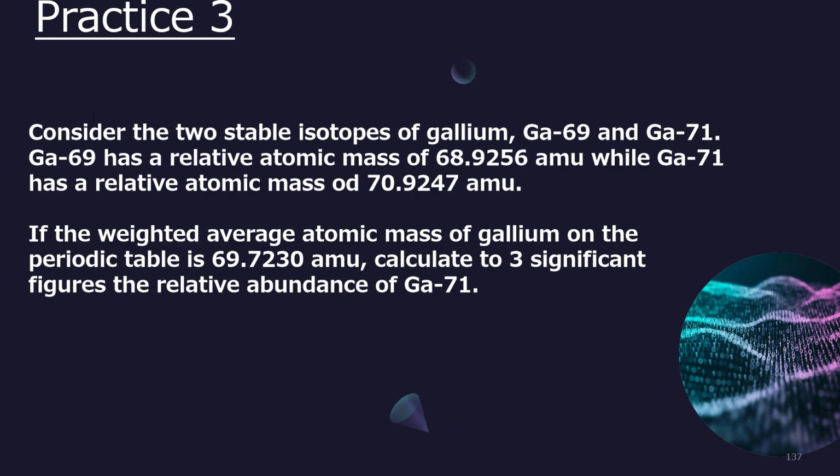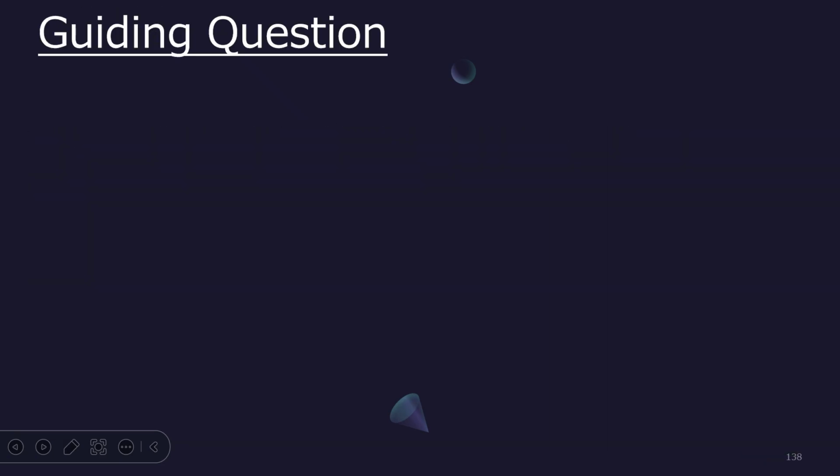So this is sort of the opposite of the previous question. Now we have many more significant figures. Someone measured the mass more precisely, so we're going to get better results from this calculation for sure. If the weighted average atomic mass of gallium on the periodic table is 69.7230 AMU, calculate to 3 significant figures the relative abundance of gallium-71. Luckily we don't have to worry that much about significant figures here because it tells us exactly how much we should write in the answer. Let's go to the whiteboard.